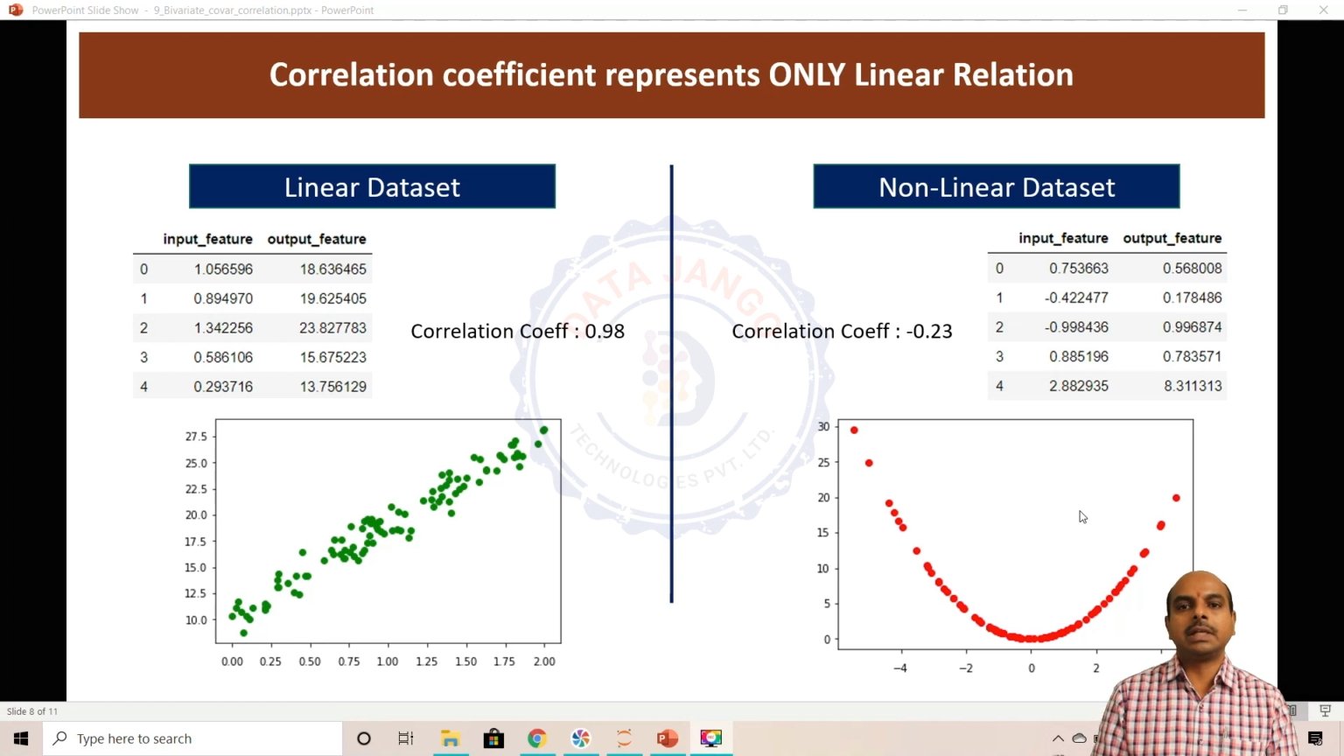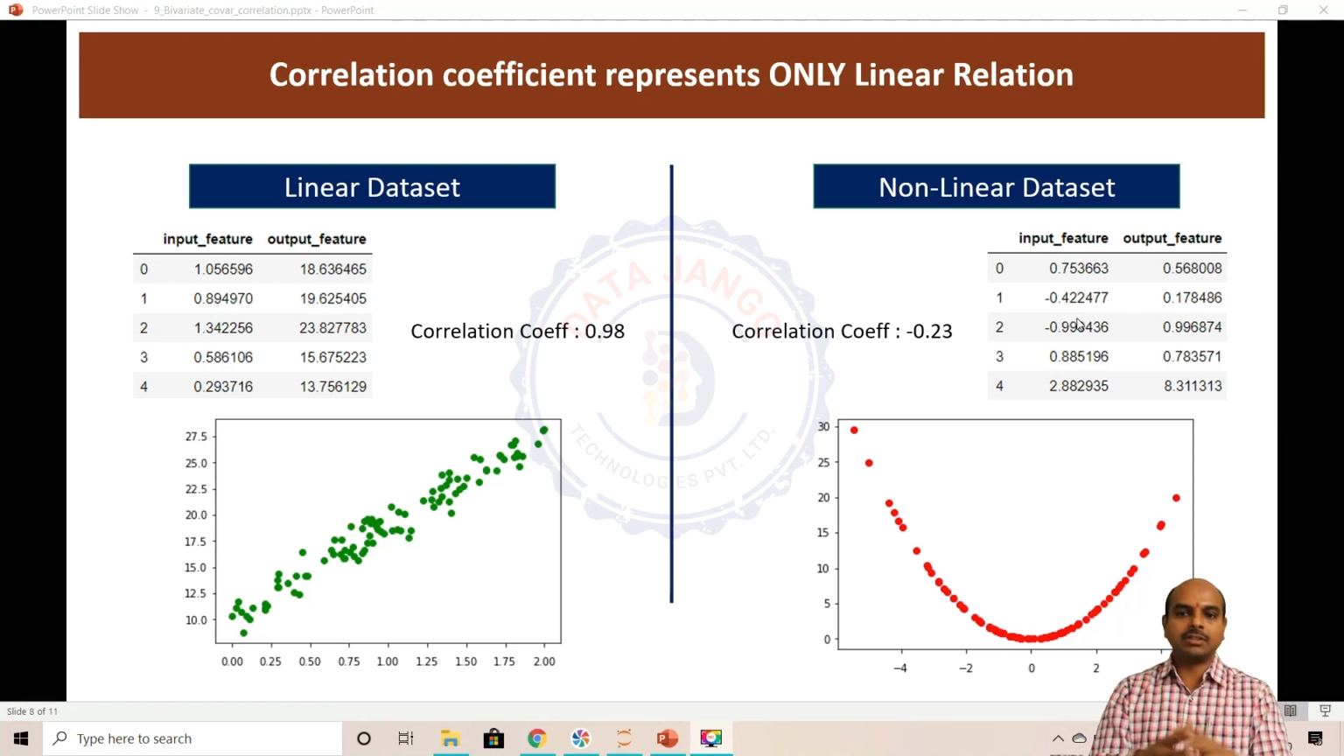Correlation always shows you the linear relationship. Let us look at this diagram here and the graphs. I have taken a linear dataset and a non-linear dataset. What I mean by linear dataset is that the input feature and the output feature are linearly related. That means when one is increasing, the other is also increasing. When I say non-linear relationship, in this particular dataset, for some time when the x is increasing, the y is decreasing, right? From some point onwards, when x is increasing, the y is also increasing. So it is non-linearly related.